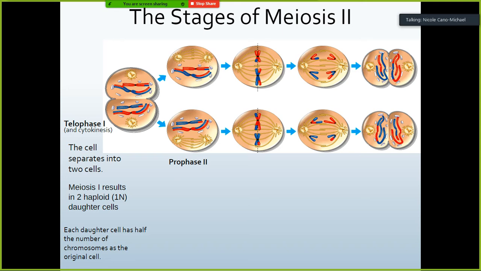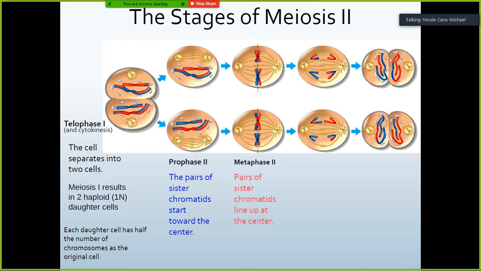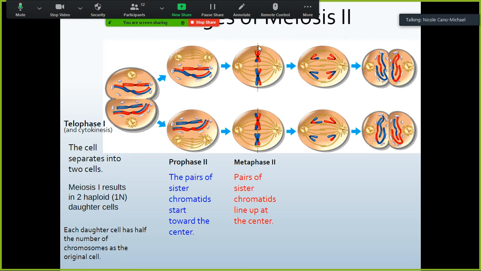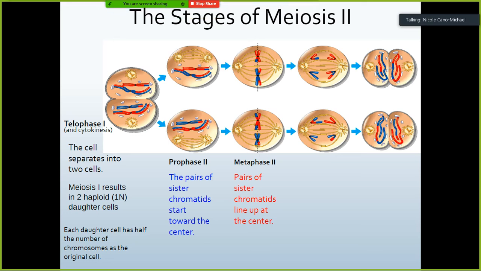Prophase 2 is totally boring. Nothing exciting happens here. Literally, the sister chromatids just start to move towards the center. That's it. No crossing over, nothing special, nothing exciting. Prophase 2, totally boring. Metaphase 2. So our pair of sister chromatids now line up at the center. What I want to point out is that now it is a single file line down the center. In metaphase 1, I had a double line down the center. The tetrads were lined up, and now I just have a single chromosome down the center, a single solitary line.